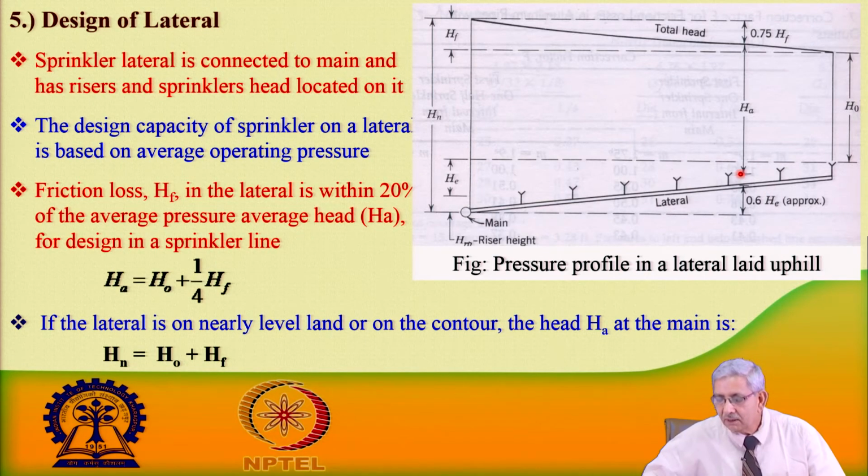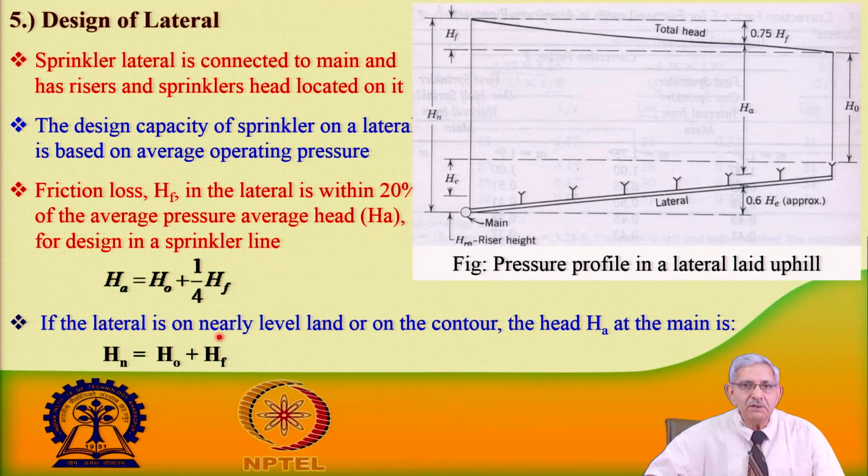That is, not exactly at the end of the pipeline, but we are considering a point at 25% of the distance from the extreme end, and the average pressure is measured there. So, this is given by H A, that is the average pressure. So, H naught equals H A minus 25% of the head loss due to friction.